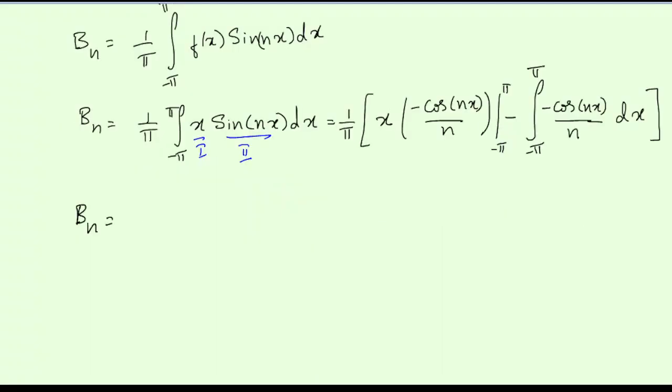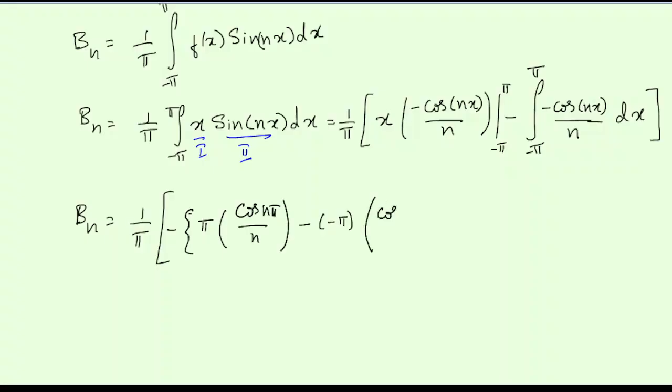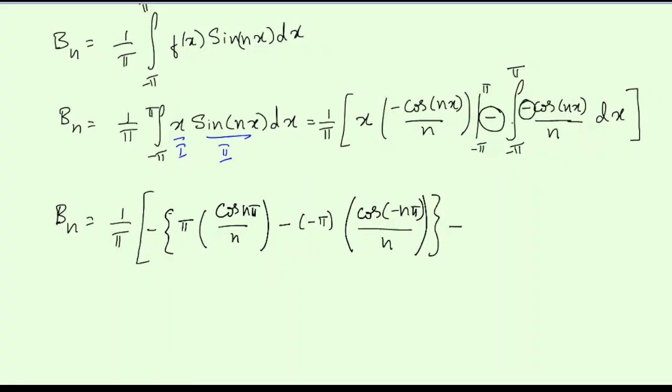Now Bn equals 1 by pi. Start applying the limit. I am keeping this minus outside. X is pi, cos nx is cos n pi by n, minus pi cos minus n pi by n, okay, minus. I am taking this minus into minus as plus. Now this minus is gone. We are supposed to do integration of cos nx by n between minus pi and pi, right? I am taking 1 by n outside. Integration of cos is sine. So sin nx divided by n, minus pi again to pi.